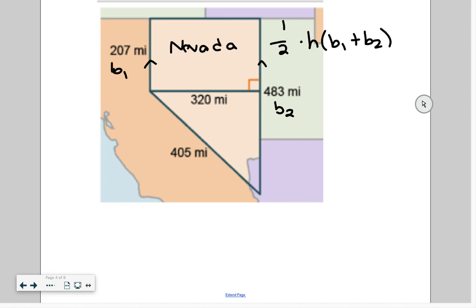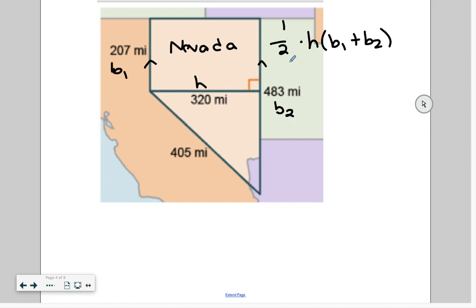Now keep in mind, remember your height is the side that's perpendicular to your base. Remember, perpendicular means that it's crossing at a 90-degree angle. And we can tell if it's crossing at a 90-degree angle if and only if I either tell you that this is 90 degrees or it has that little box there. That little box does mean this angle is 90 degrees. So that means this is my height because it's perpendicular to that base.